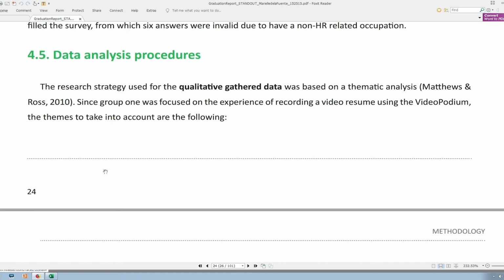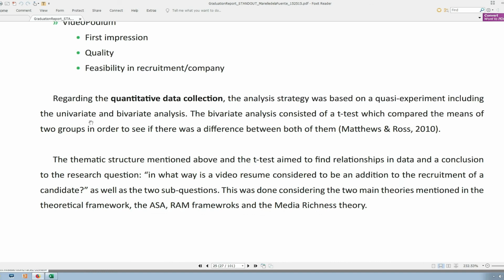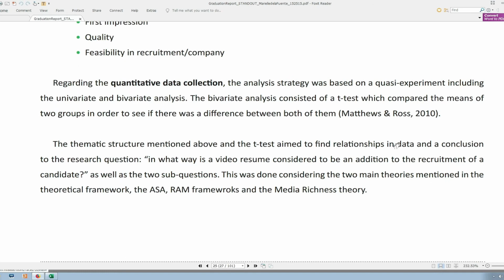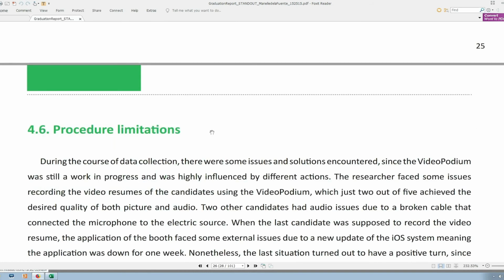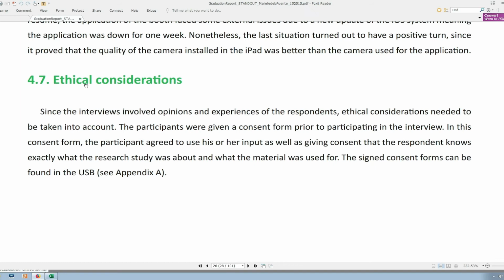So how is the qualitative data gathered and analyzed, the topics which are addressed, and how is the quantitative data collection analyzed, with a t-test in this case. But she also includes the univariate analysis. Every research has its limitations, for instance the amount of people. And it might also have some ethical considerations.